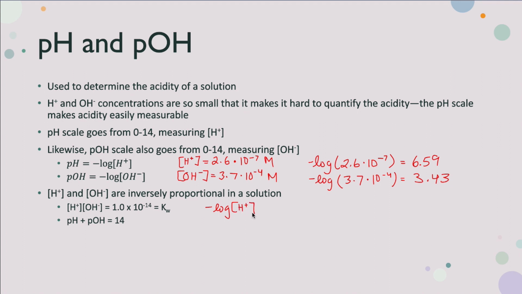H plus times OH minus is equal to negative log of 1.0 times 10 to the -14, and this negative can be distributed to all of it, so this is essentially negative log H plus, minus log of OH minus, goes to the negative log of 1.0 times 10 to the minus 14.